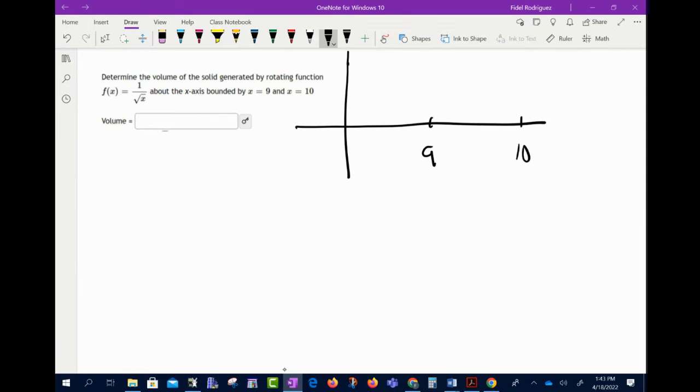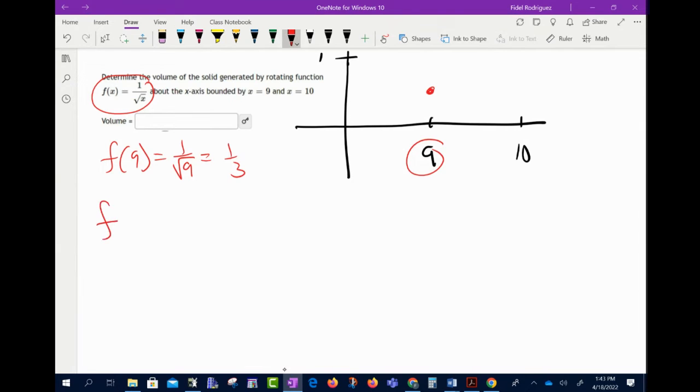Now, I'm going to say that right there is the number 1. If I plug the number 9 into this function, if I were to find f of 9, that would be 1 divided by the square root of 9. That would be 1/3, wouldn't it? So 1/3 is about 1/3 of the way up.